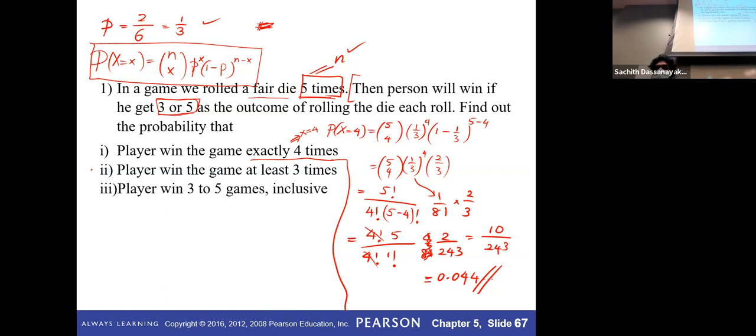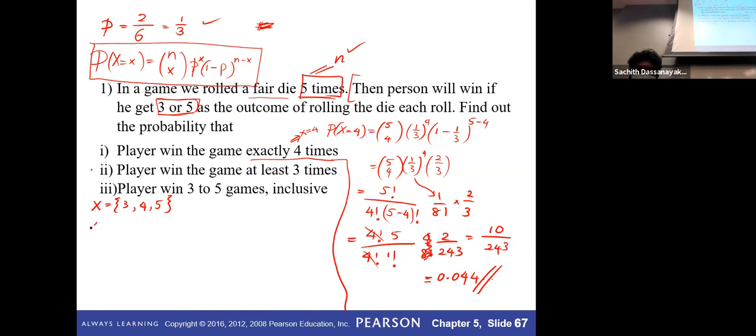What are the x values for that case? At least 3: so 3 times, 4 times, and 5 times. Those are the x values. For each x value, you plug it into your binomial distribution and find the particular probability. So you will have three probability values based on these 3 x values. Finally, add those 3 numbers together, and you will get the answer. That's how you deal with it.